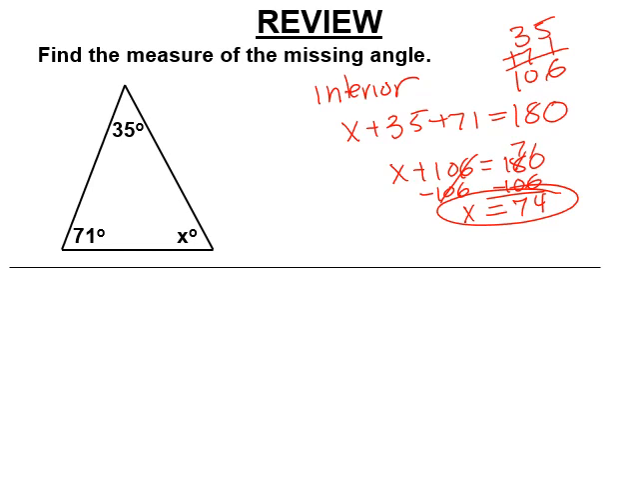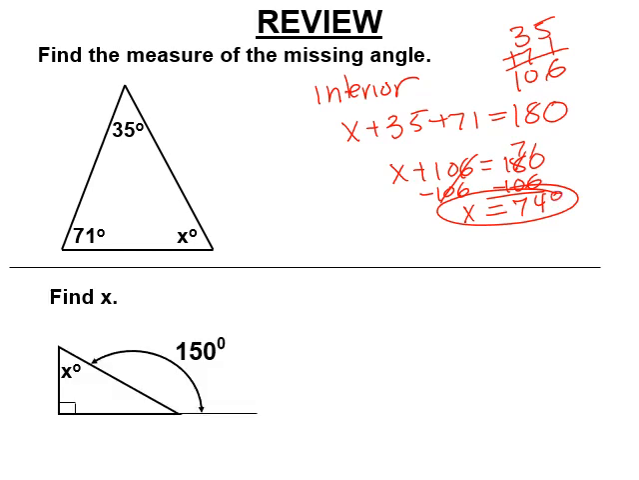So X has to be 74 degrees. All right, so that's that lesson. This is an exterior angle. What did we learn about exterior angles? The exterior angle always equals the sum of the 2 interior angles that are not adjacent. Here's the adjacent one right here. Let's call that Y. But this one equals the X plus the 90.